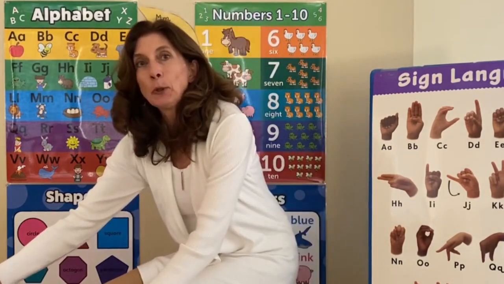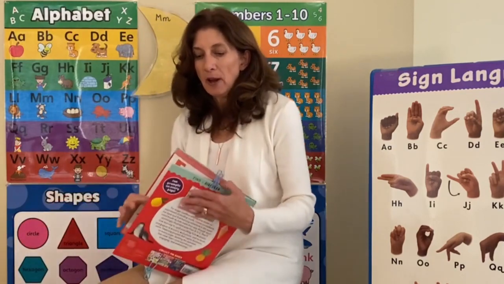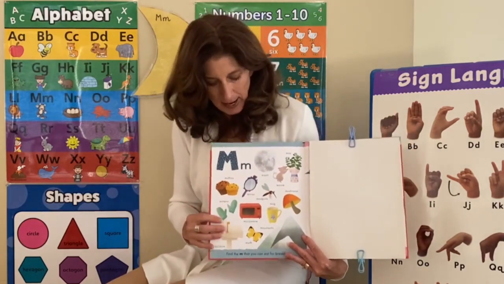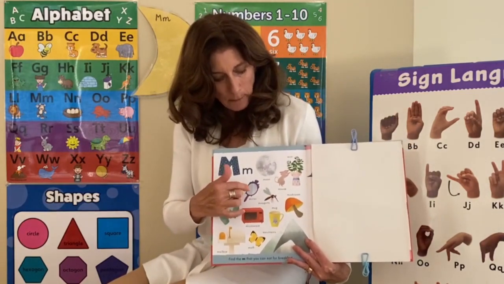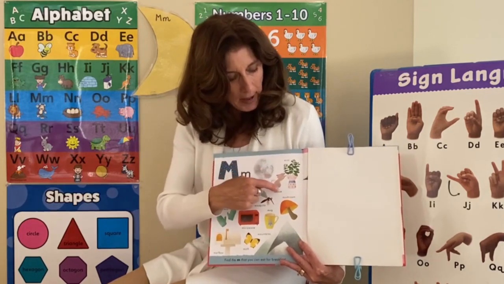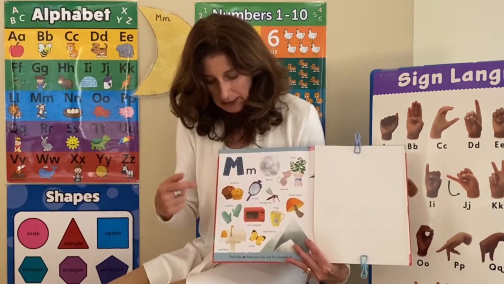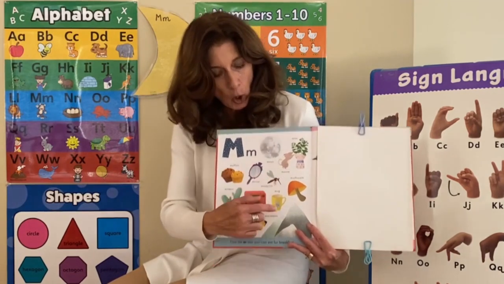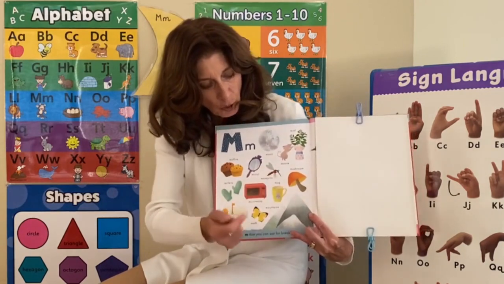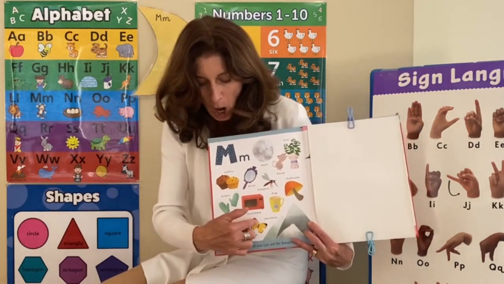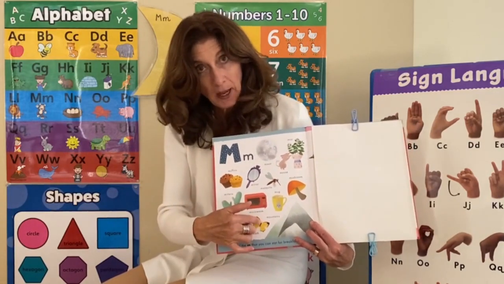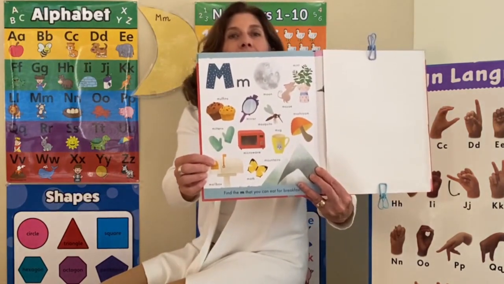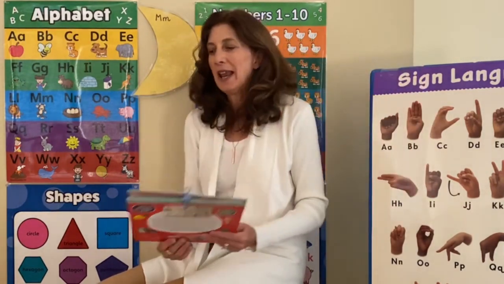Now let's look in our book and find things that start with the letter M. There are a lot of things that start with the letter M. Look how many they have on this page. They have muffins, mirror, moon, mouse. This plant is a mint. Mittens. They have a microwave, a mosquito, a mug, a mushroom, mountains, a moth. A moth is a kind of, it's not a butterfly, but it looks a lot like a butterfly. And a mailbox. So many things start with an M.